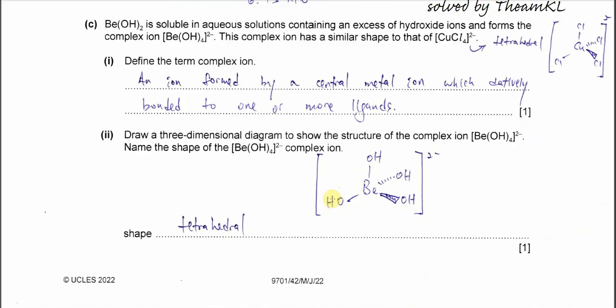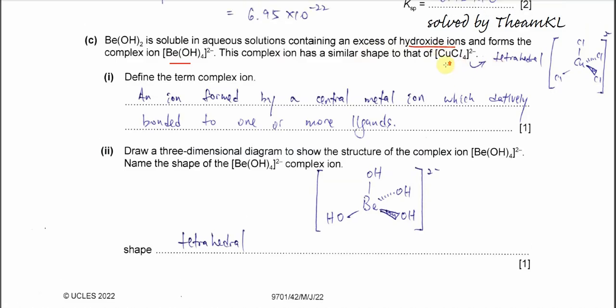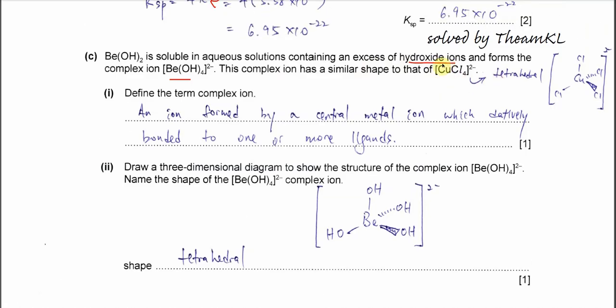Part C. Beryllium hydroxide is soluble in aqueous solution containing excess hydroxide ions. From this, the complex is beryllium with 4 hydroxide. And this complex is similar to this tetrachlorocuprate. So this one, no choice. You must remember and you must know what is the geometry of the copper complex ion, right?